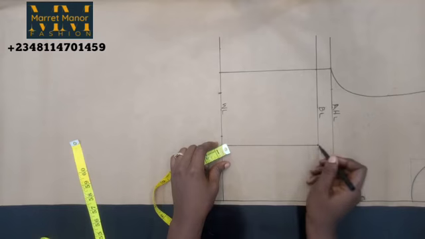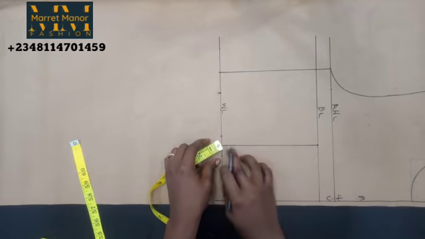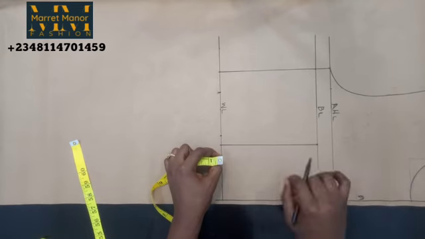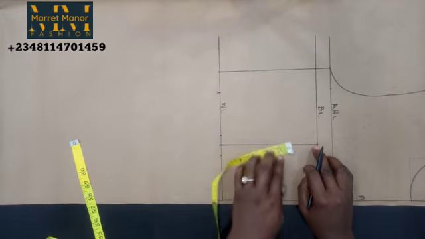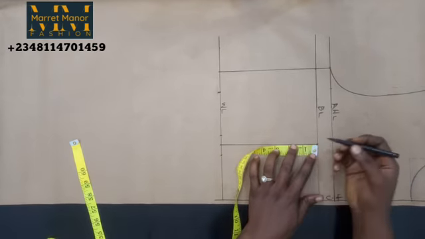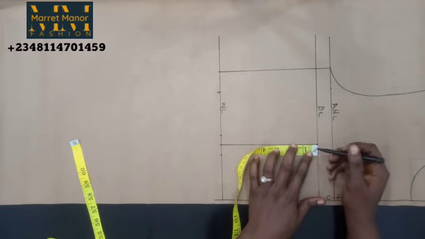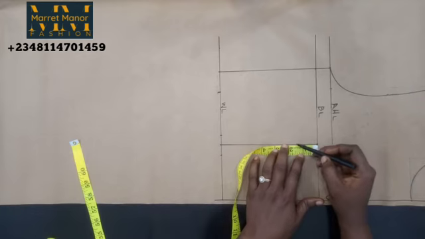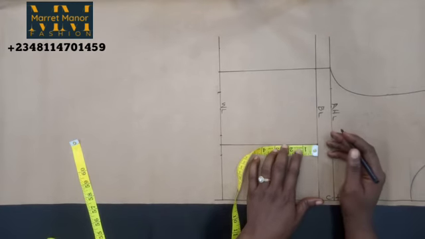Now on this line also, because we are creating a dart that we don't want to cut through, we're sewing the dart into the dress, we're not cutting it away. Therefore, I'm going to come down by 1 inch. You can come down as low as ½ inch or as low as 1.5 inches, depending on how busty the person is.